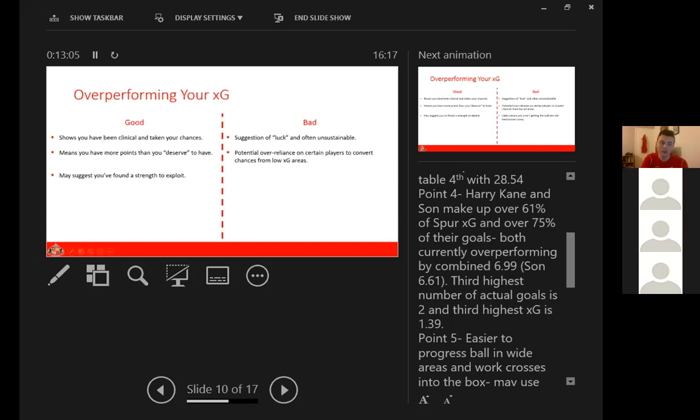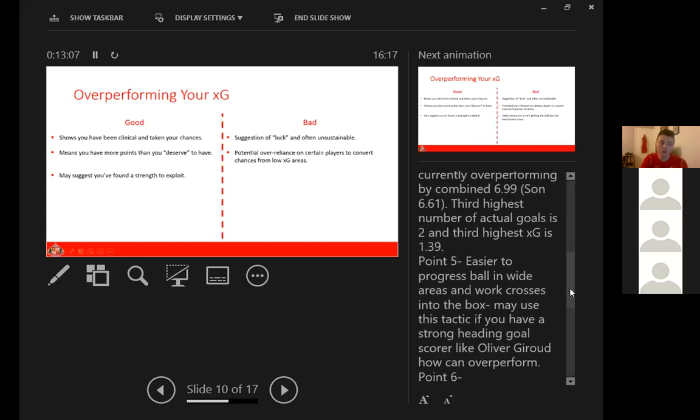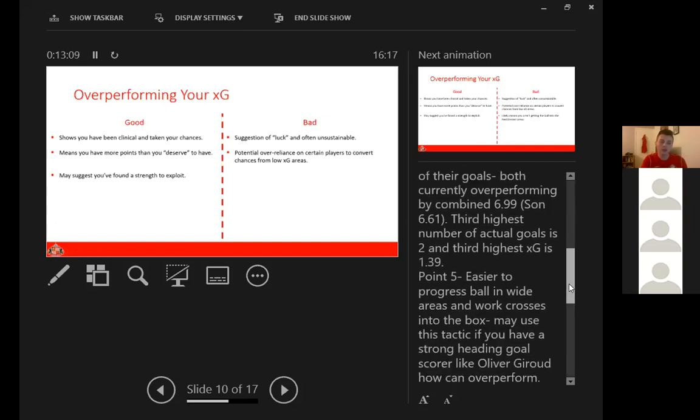It may suggest you find a strength to exploit. So again, going back to Giroud, you might change the way you play to suit him because he scores a lot of headed goals. Although the XG might not be as high for them, that might mean teams are less likely to defend in those areas. If you're defending based on XG, you want teams to go out wide and put crosses in the box, because headed goals statistically have a lower XG. But if you've got someone like Giroud who can overperform that, then you might look to exploit that.